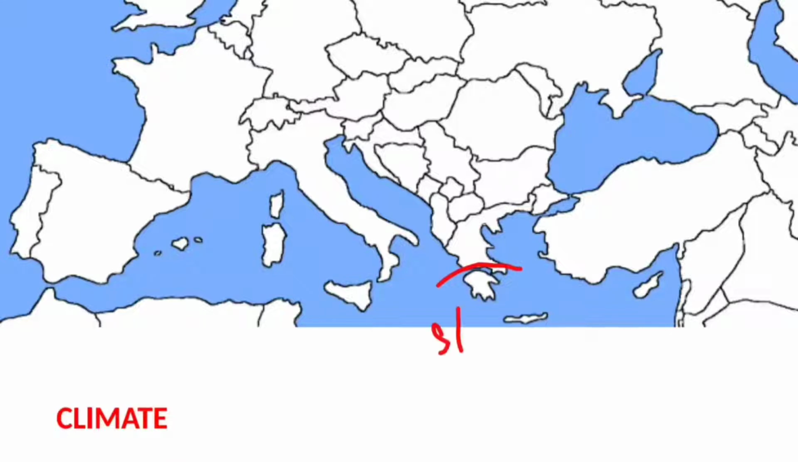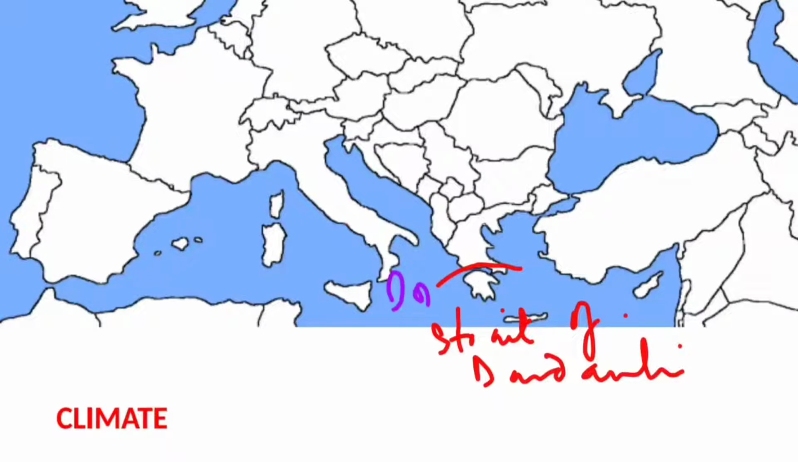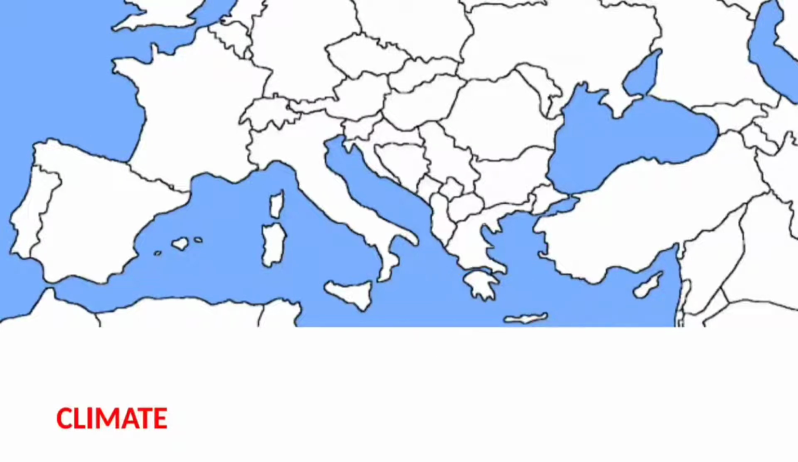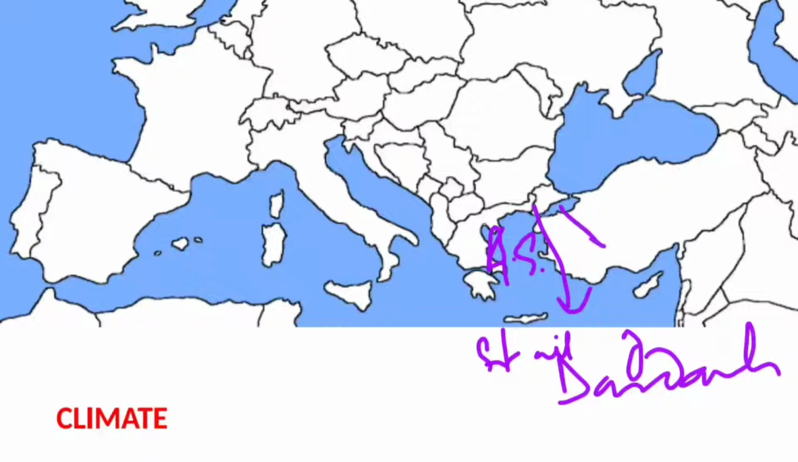This is called the Strait of Dardanelles. The strait is connecting the Aegean Sea to the Sea of Marmara. This is the Aegean Sea, this is the Strait of Dardanelles, and this is the Sea of Marmara.